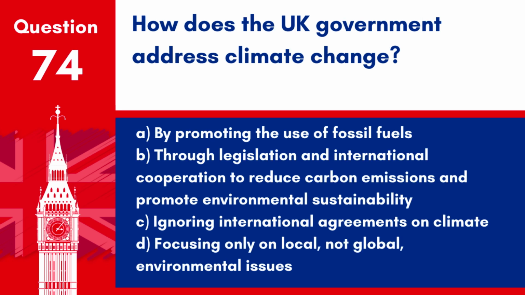Question 74. How does the UK government address climate change? A. By promoting the use of fossil fuels. B. Through legislation and international cooperation to reduce carbon emissions and promote environmental sustainability. C. Ignoring international agreements on climate. D. Focusing only on local, not global, environmental issues.